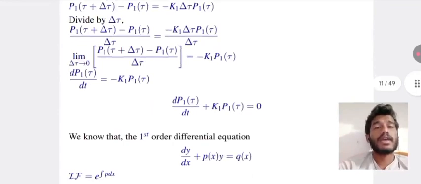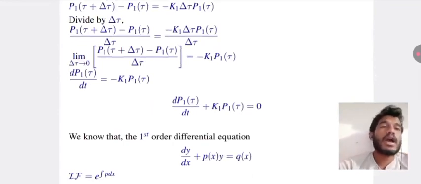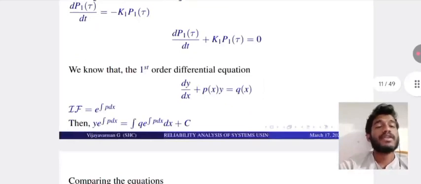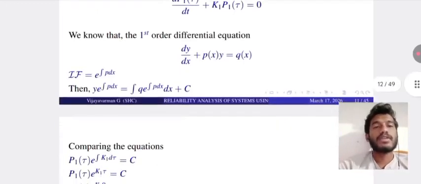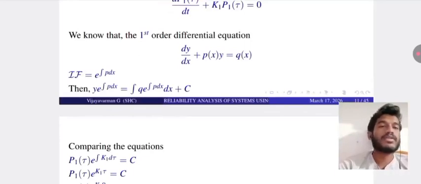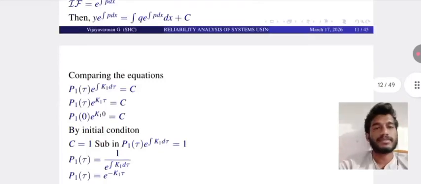So we get the first order linear equation dp1(t)/dt + k1 p1(t) = 0. We know that for the first order linear equation dy/dx + p(x)y = q(x), the integrating factor is e^(∫p dx), and the solution is y e^(∫p dx) = ∫ q e^(∫p dx) dx + c.